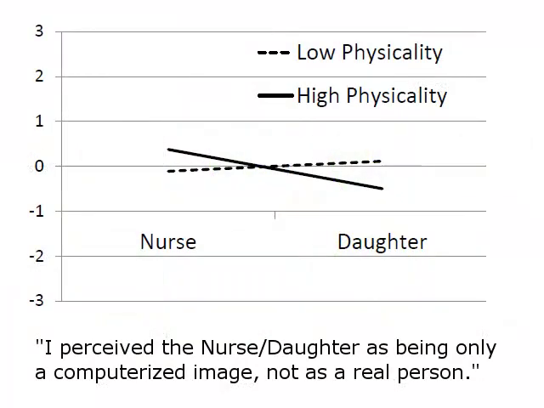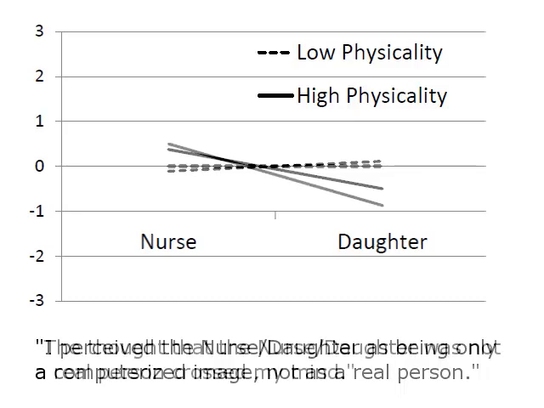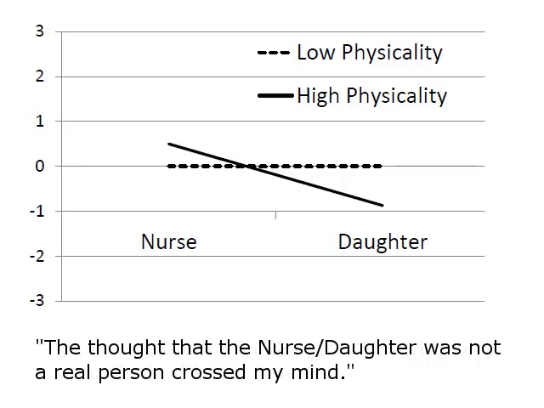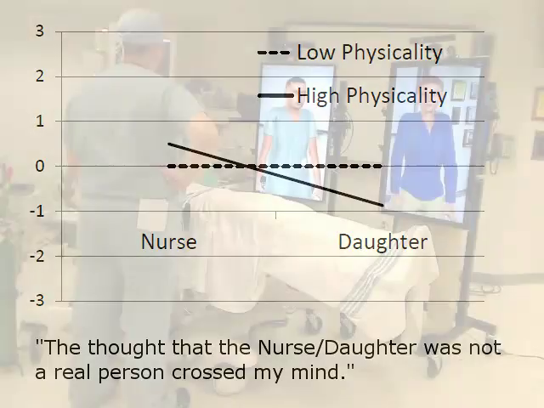Taking into account the daughter's low plausibility, we also observed an interaction effect between condition when comparing the nurse and daughter. For all 5 social presence questions, the differences between the high physicality nurse and daughter were greater than the low physicality nurse and daughter. Significant differences were observed for the not real and computerized questions.